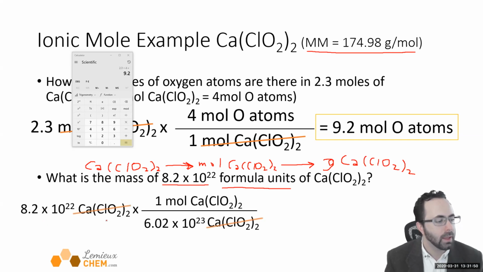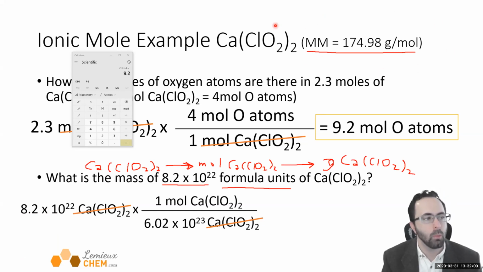So this is going to cancel for me my calcium chlorides. You can see they cancel right there. That's how many of them. Now we've got how many moles of them. And that's what we can use now. We can use this molar mass up here. What this means is that 1 mole of this equals 174.98 grams. So that's where we're going to go next.